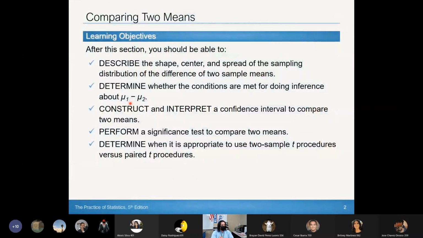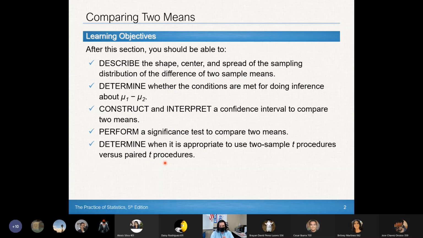So our objectives today: we want to be able to describe the shape, center, and spread of the sampling distribution of the difference of two sample means. Again, sampling distributions is chapter 7. Determine whether the conditions are met for doing inference about mu1 minus mu2. That dives into chapters 8 and 9. Performing inferences: we need to be able to construct and interpret a confidence interval to compare two means, chapter 8. Perform a significance test to compare two means, chapter 9, and determine when it's appropriate to use two-sample T procedures versus paired T procedures.